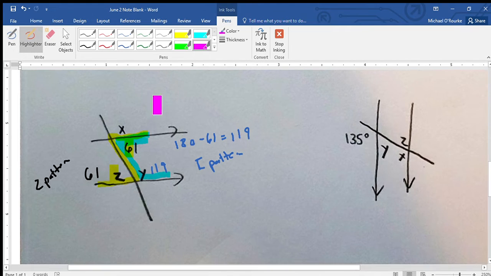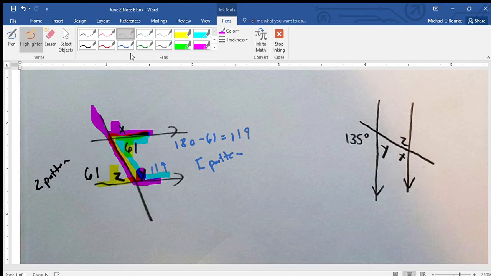Then my last one, I'm going to take a look here and I'm going to go this way. I'm going to make my upside down F. Because that means this will equal this. So if those two are equal, that means this is 119 as well. And that is C pattern. Okay? So you just got to take your time. You could have done that backwards. I could have done the C pattern first, then the F pattern, then the Z pattern. But however way you go, you're going to get it right. I'm not too worried about you.